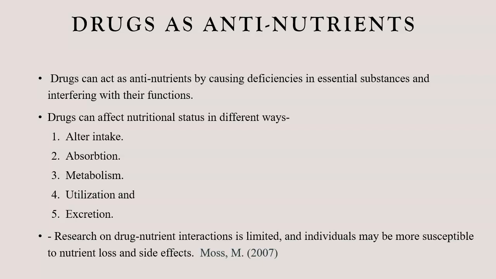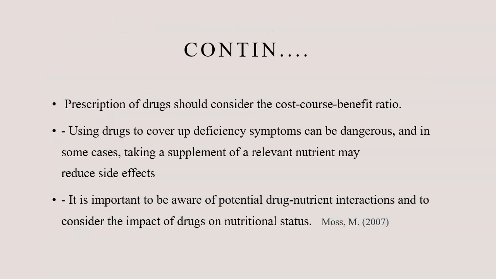Secondly, they can also interfere with absorption of nutrients in the body. Drugs can even affect metabolism and utilization of nutrients in the body. It could cause malnourishment. And lastly, drugs can also affect the removal process of these nutrients, which could lead to excess accumulation of nutrients and could be fatal. Furthermore, prescription of drugs should always consider the cost benefit ratio, meaning long term courses of drugs can lead to serious implications and could cause irreversible damage to the body, while short term courses may not be as harmful as the long term courses of drugs.